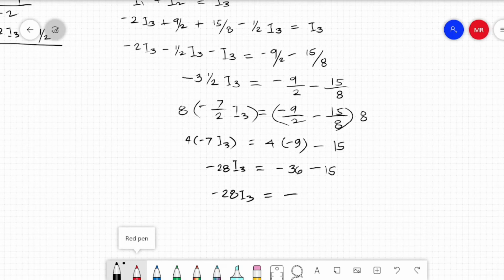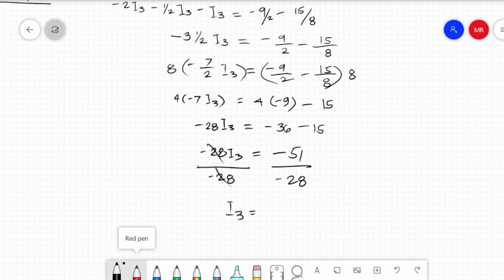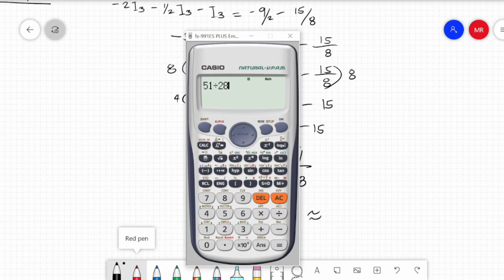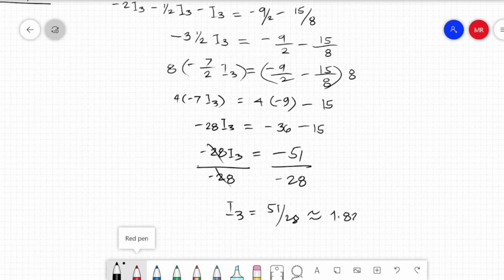Negative 36 minus 15, how much is this? Negative 51, divided by negative 28. Cancel negative 28, I3 therefore is 51 over 28, or approximately 1.82 amperes. So since we get a positive result for the value, our assumption for I3 is correct.